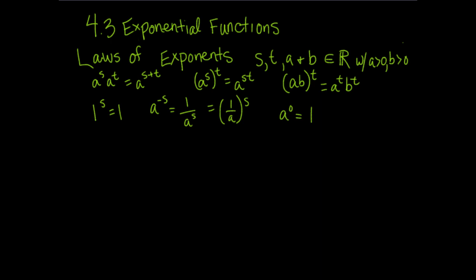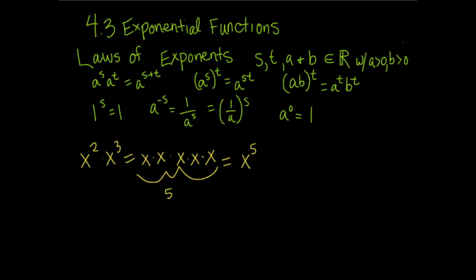If you have a to the s times a to the t, meaning their bases are the same, you basically add the exponents. If you forget this, I recommend writing out and expanding some example that you're really familiar with, such as x to the second times x to the third. X times x times x times x times x, that's x to the fifth, right?